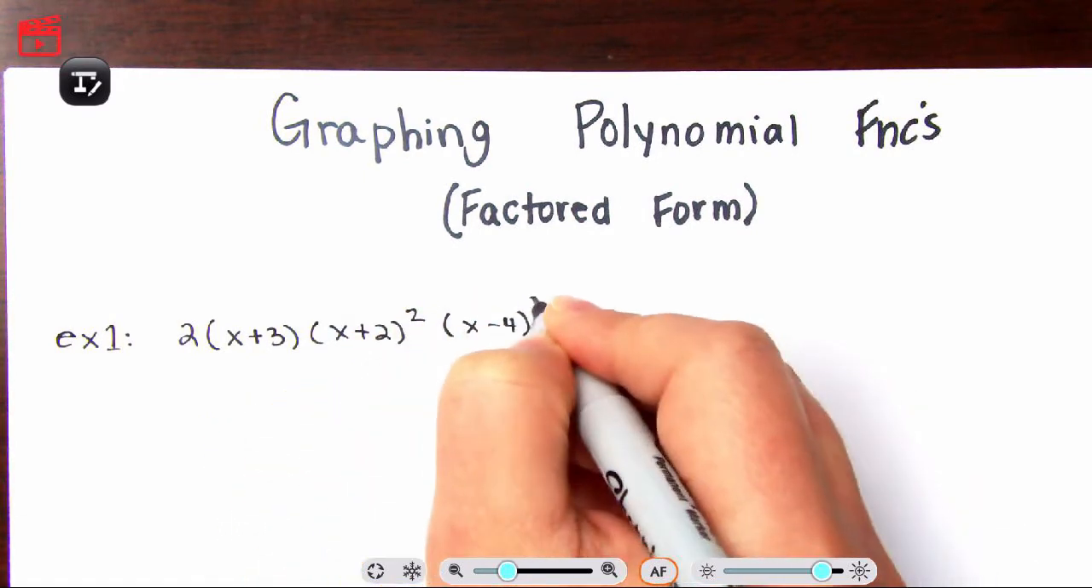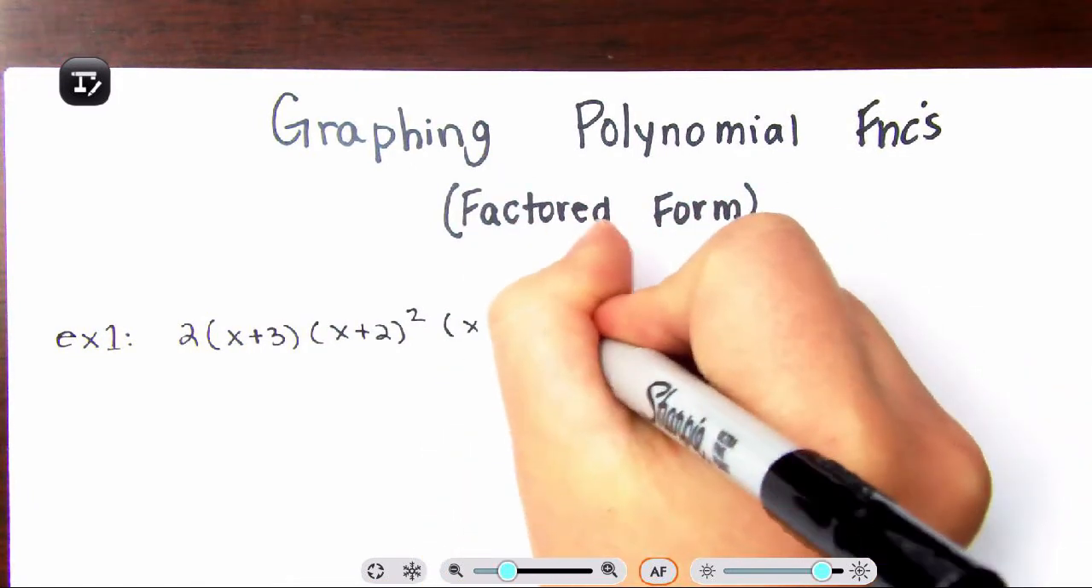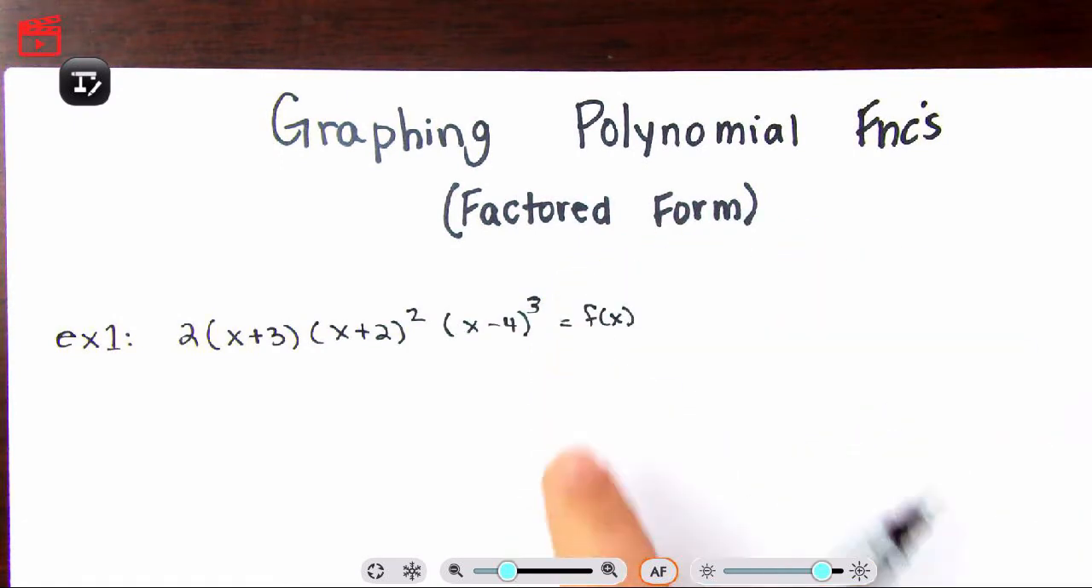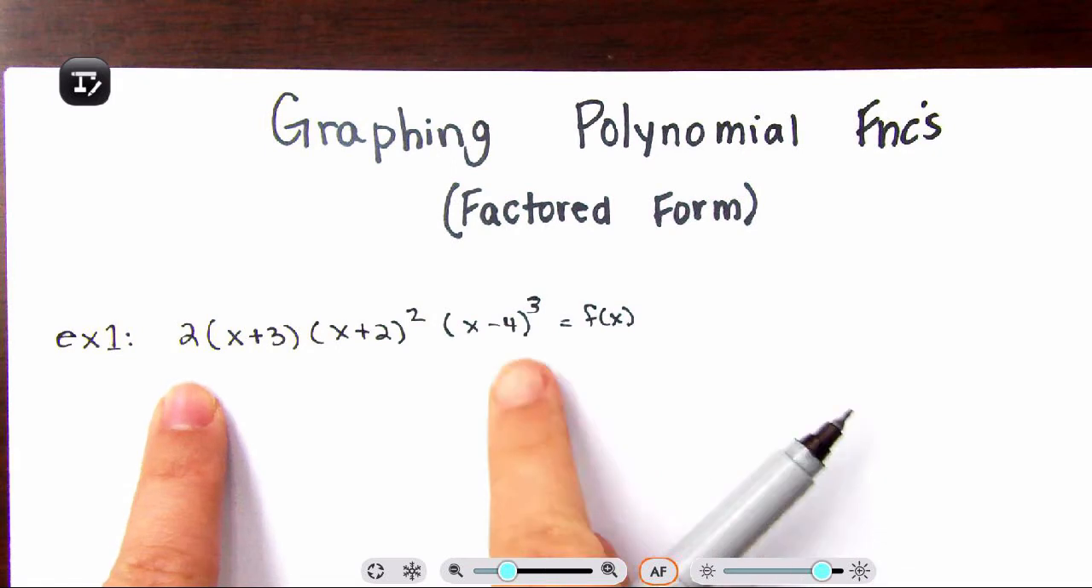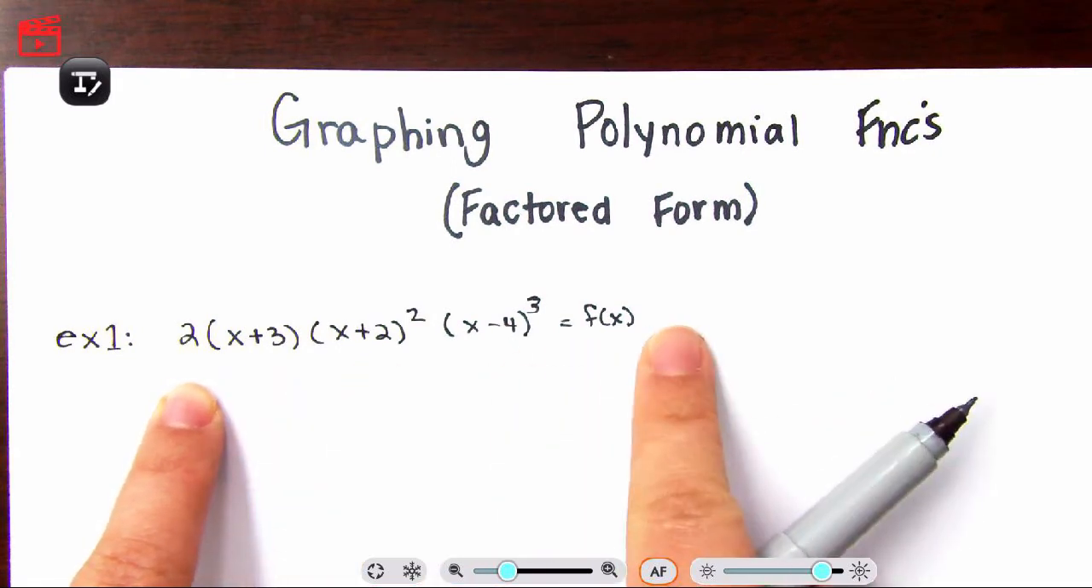So this is a polynomial, that's a 3. This is a polynomial function. Let's make it into a function. Sometimes you'll see this, sometimes you won't, but this is a polynomial function in factored form. It just means there's lots of terms in here.